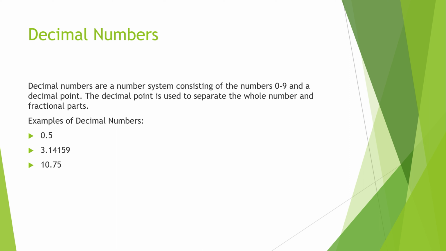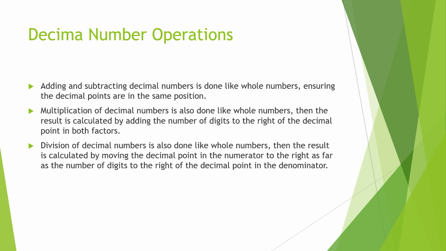Examples of decimal numbers: 0.5, 3.14159, and 10.75. Decimal number operations. Adding and subtracting decimal numbers is done like whole numbers, ensuring the decimal points are in the same position. Multiplication of decimal numbers is also done like whole numbers.